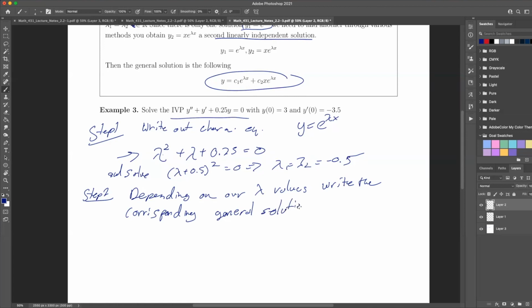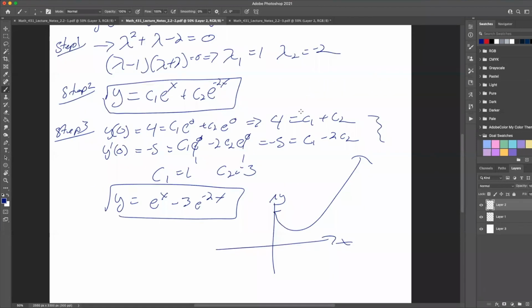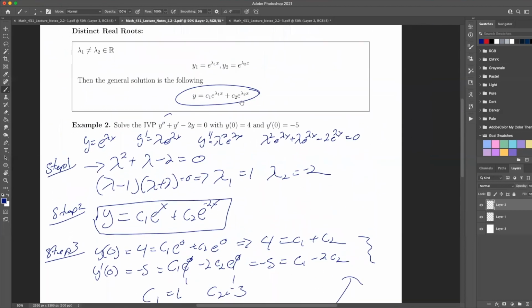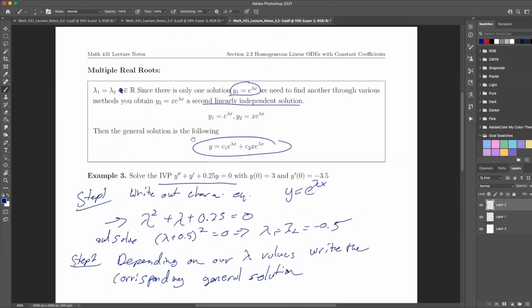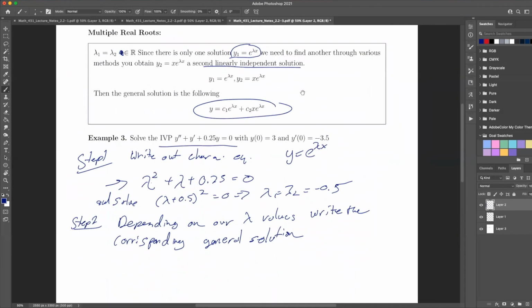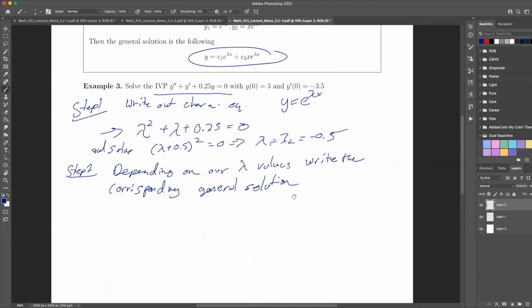In some ways, this section is kind of straightforward. You solve a quadratic that you just write from the equation. If it has multiple real roots, use this one. Or if it has different real roots, use this one. If it has complex roots, we'll do that one next. I think we'll end on that one. We write out a general equation. So here we're just going to write this out.